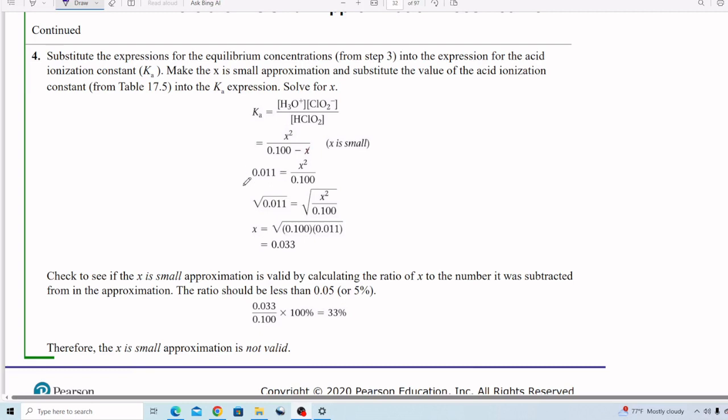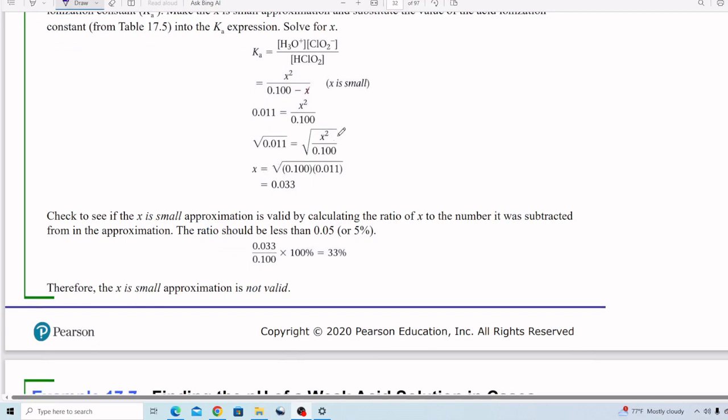Notice the Ka is relatively large here. It's on the order of 10 to the minus 2. That's a very large Ka, and we probably shouldn't even have made this approximation. But anyway, solving for X, we take the square root of both sides and we get 0.033. Now when we check our X's small approximation, that's what we subtracted divided by what we subtracted it from. So that's 0.033 divided by 0.1 times 100. We get 33%. So our X's small approximation is invalid.